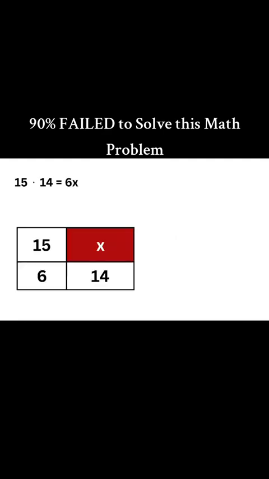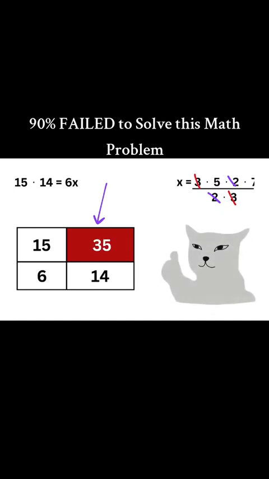Now, to solve for X, divide by 6 on both sides to get X equals 15 times 14 over 6. This 15 is 3 times 5, and 14 is 2 times 7. Also, 6 is 2 times 3. So both 2 and 3 get cancelled out, and we are left with 5 times 7, which means X equals 35. And that's it. The area of this portion is 35 square units. So good!